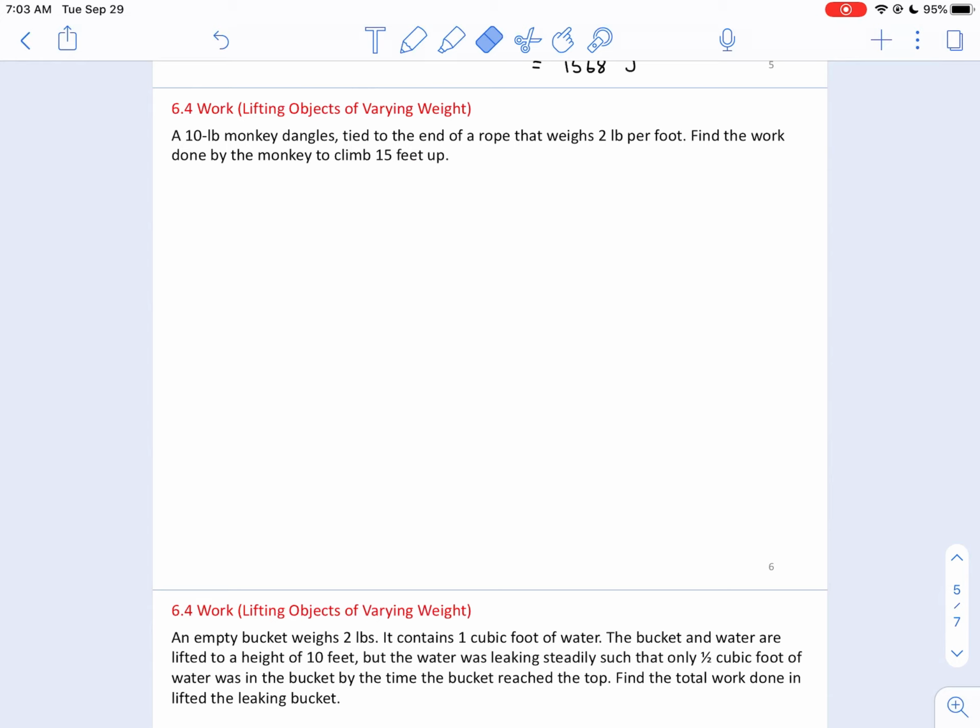Find the work done by the monkey to climb 15 feet up. I'm going to do the same 3 steps that I did in the last example and draw some sort of picture to indicate what's going on here. The rope is tied to the monkey.